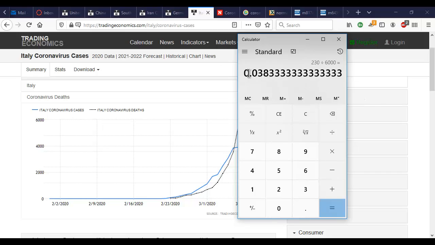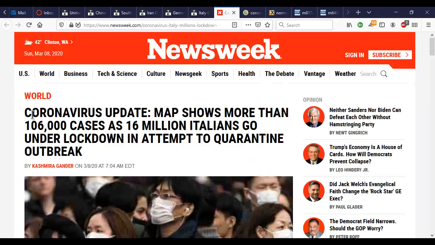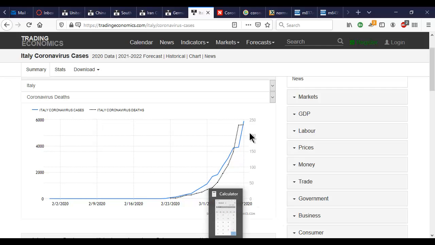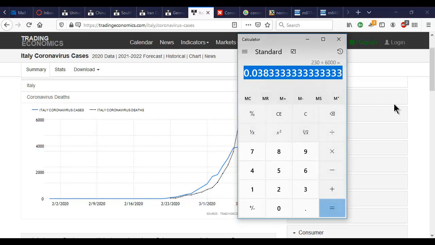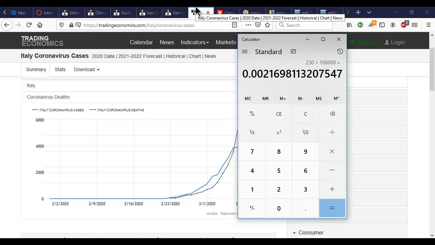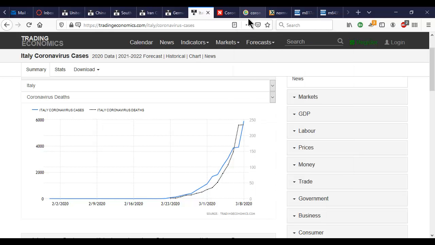So it looks like about a 4% death rate, but hold on a second, because just today, Newsweek says in its coronavirus update on Italy that we've actually got 106,000 cases, not 6,000. So that totally throws these numbers off, doesn't it? So if you've got 230 deaths over 106,000 cases, now that puts them back even better than South Korea, a 0.2% death rate compared to number of cases. So again, that would reflect on how their healthcare system is doing.